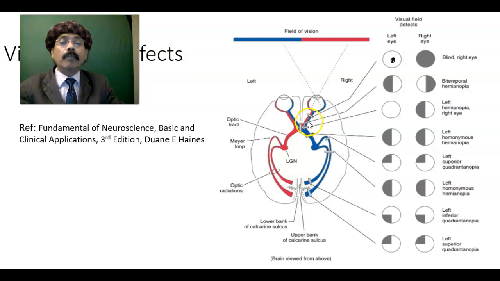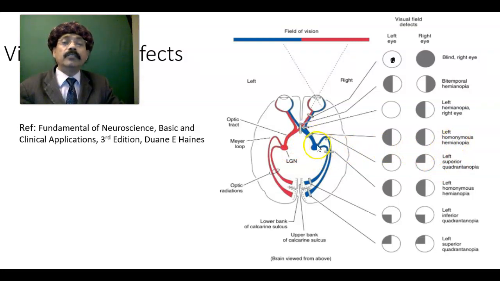But if the temporal fiber is cut here, suppose this temporal fiber is damaged here in the periphery. This temporal fiber represents the nasal field of vision. So we'll get the left hemianopia of the right eye due to lesion of this temporal hemiretina or temporal fibers. We'll get the nasal field defect. Okay, that will happen.